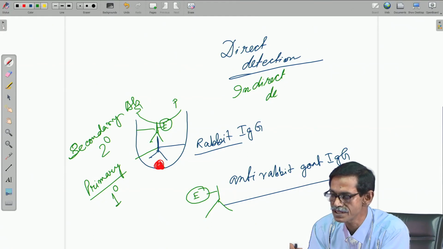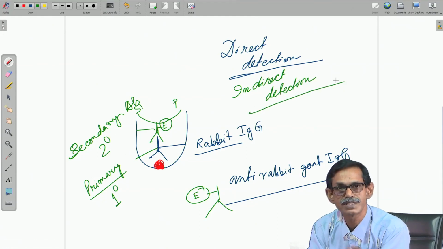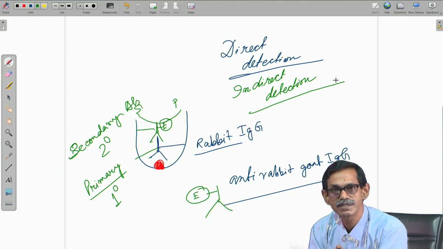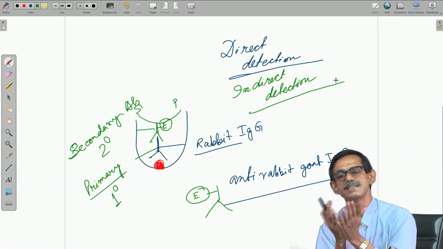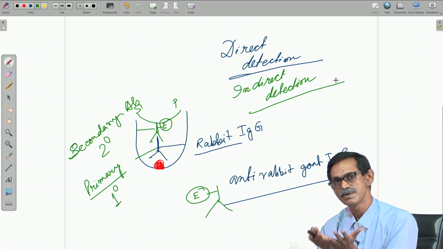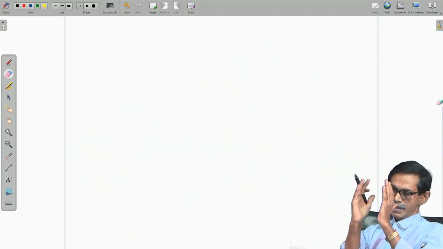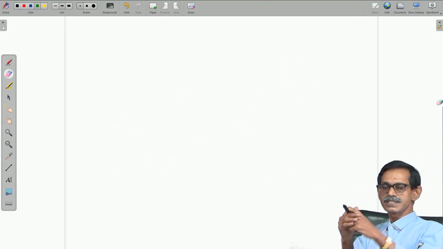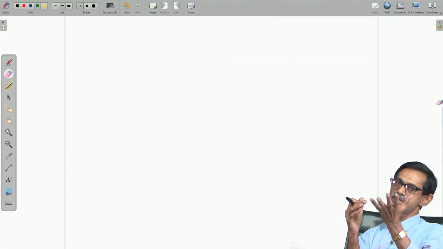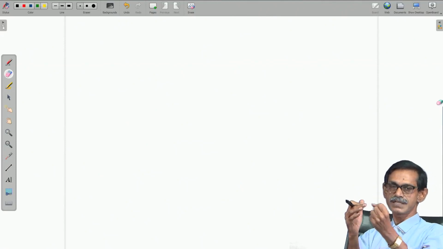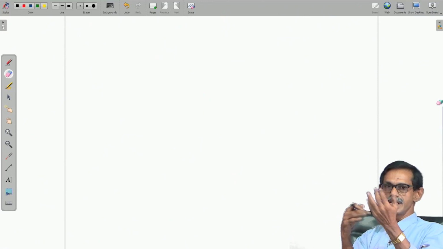Indirect detection. The first one is direct because the primary antibody was labeled with enzyme. This is the second. And this is actually the simple principle of ELISA. The ELISA that we just discussed is a straightforward ELISA. You can do it both ways: you can first immobilize the antigen, or you can immobilize the antibody.